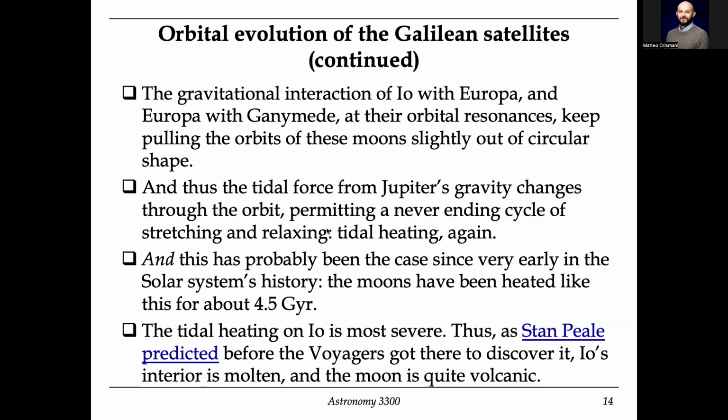Stan Peale predicted this before the spacecraft ever saw the surface of Io, just based on the orbits. He looked at the orbits, he said they're in resonance, the inner one is eccentric, I predict volcanism. All right, that's baller stuff. Okay. All right.